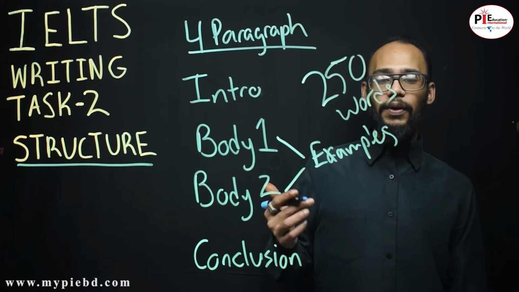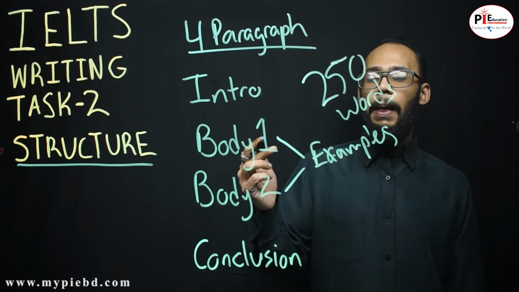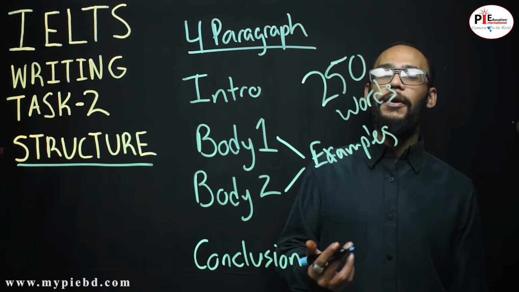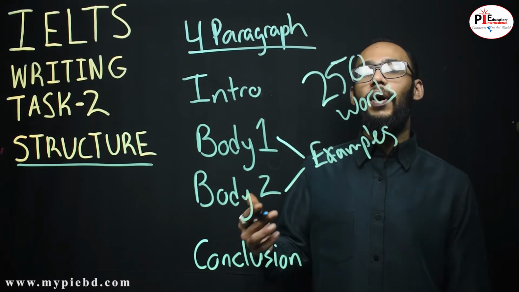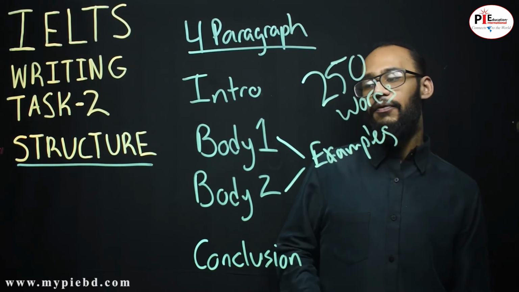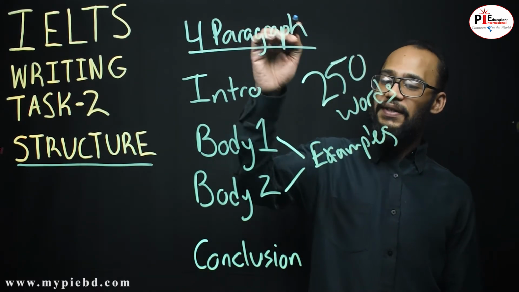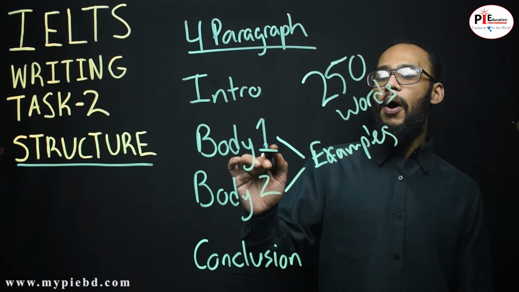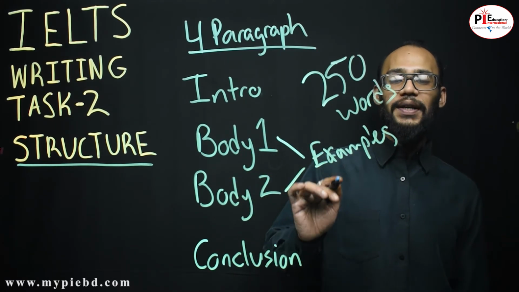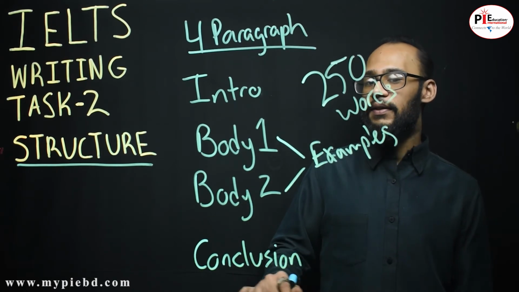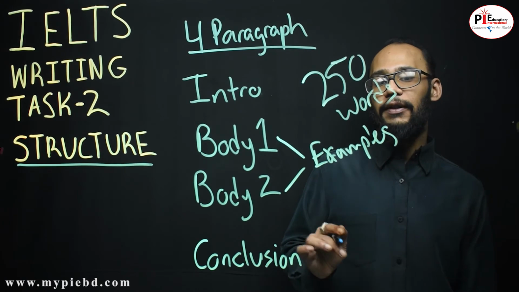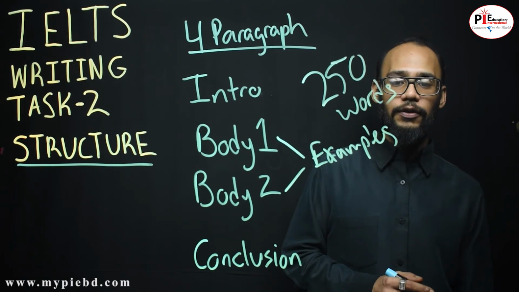Now, what do you include in your introduction, body 1, body 2, and conclusion? Well, that all depends on exactly what type of essay you get. But if you can follow this basic format, 4 paragraphs, 250 words, body 1 and body 2, with good examples, all relating to the topic, then you will score a very high band score in your IELTS Writing Task 2.